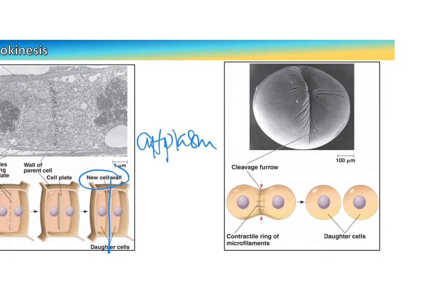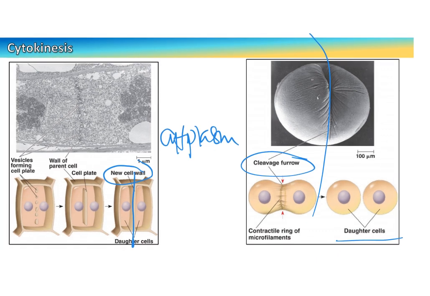As for this one, it will just look like a bar here. Basically, this is the formation of a cleavage furrow that will split the daughter cells for the animal cells equally into two. Again, the cytoplasm.